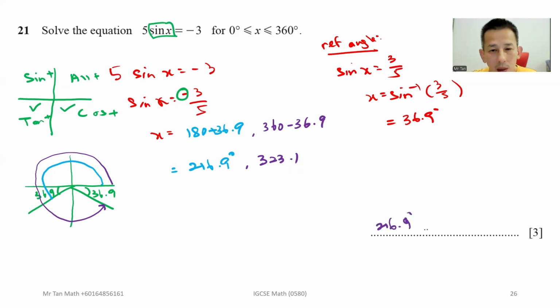216.9 and 323.1 degrees. So remember, the positive, negative just indicates in which quadrant. And then you need to find what is the reference angle.